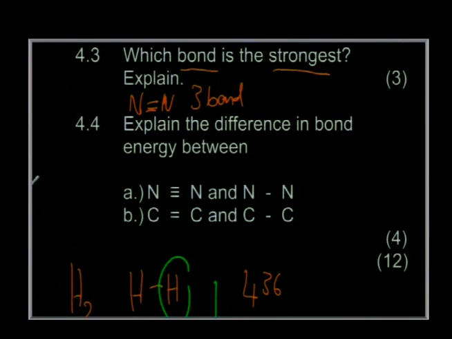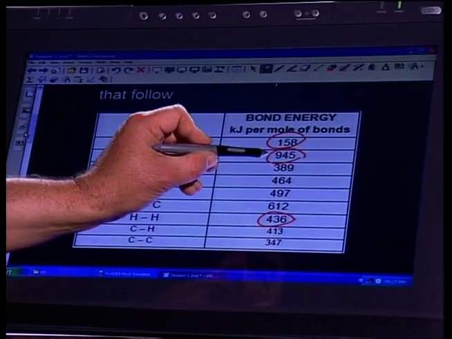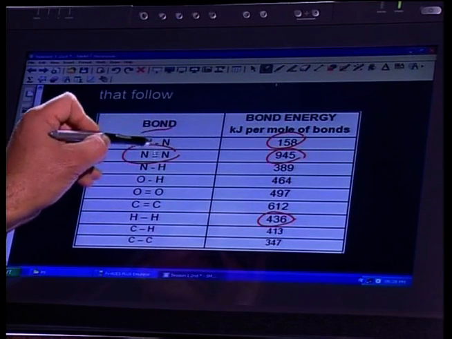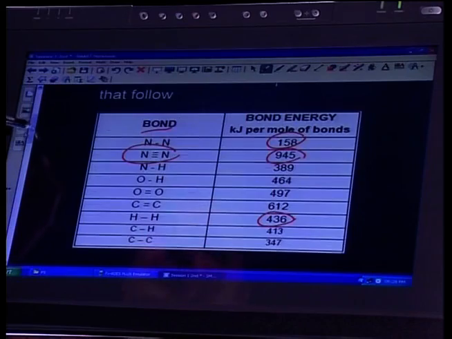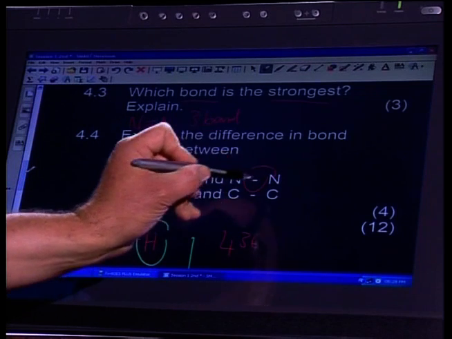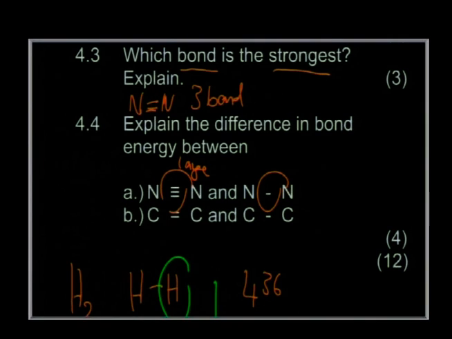Explain the difference in bond energy between this triple bond and that single bond. Well, it's simply that factor that I've just mentioned. That one is 945. This one is 148. It's only a single bond. You add 2 more bonds, you actually pull the atoms closer together. It's not just multiplying by 3. So the difference is that this one is larger, stronger, and this one is weak, because this is single and this one is triple. The triple bond is so much stronger because the atoms are drawn closer together.